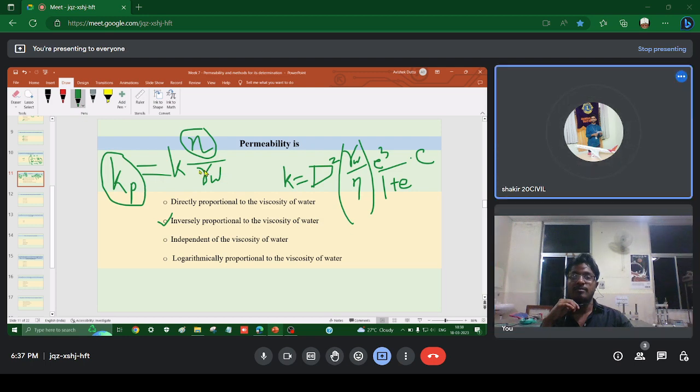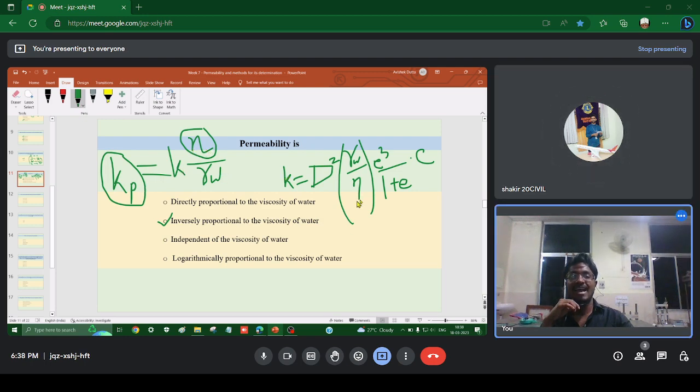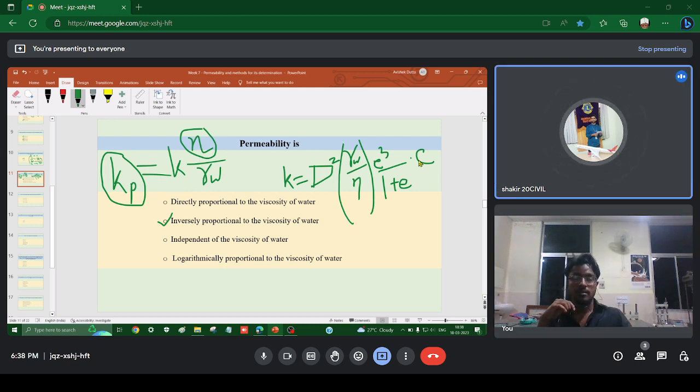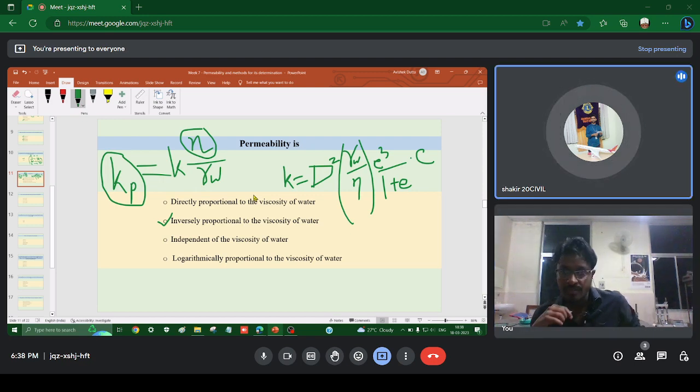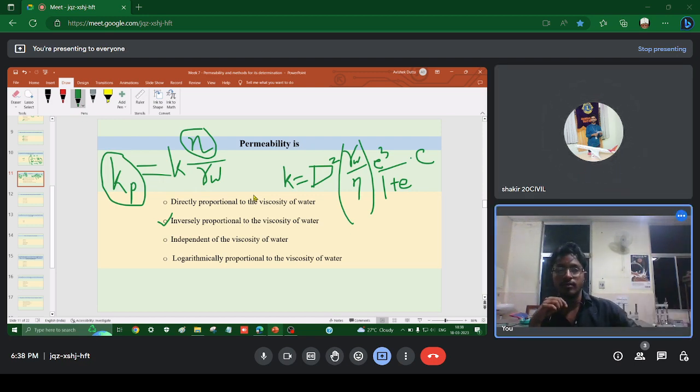Yes, sir. But actually eta is getting cancelled over here. So there is no question of eta in this Kp equation. So Kp will be equal to d square e cube by 1 plus e into c, isn't it? Yes, sir. So it is only dependent on the properties of the porous medium. Very good question. So it is clear, right? This Muscat equation. Yes, sir.